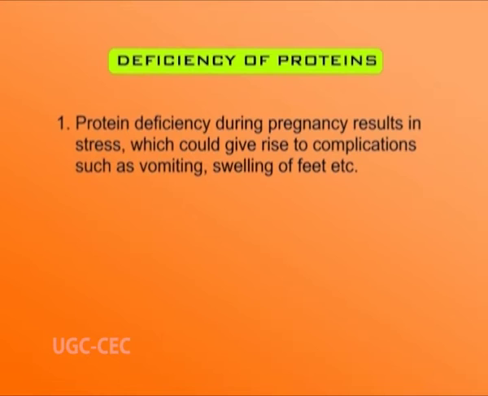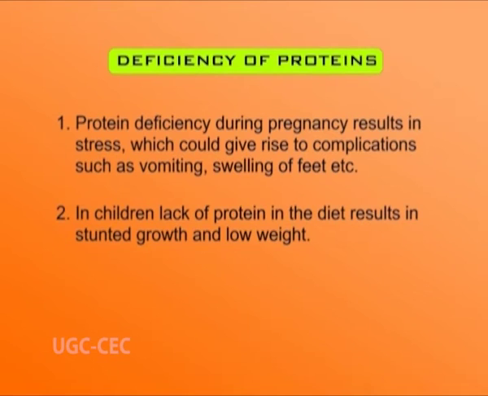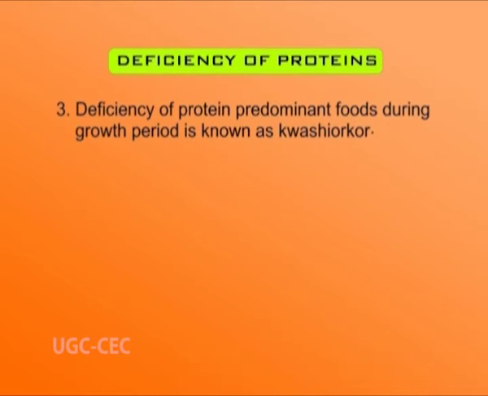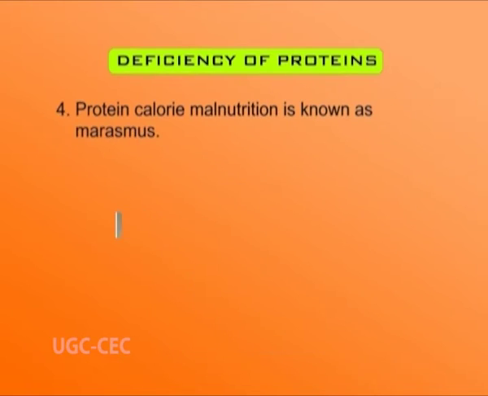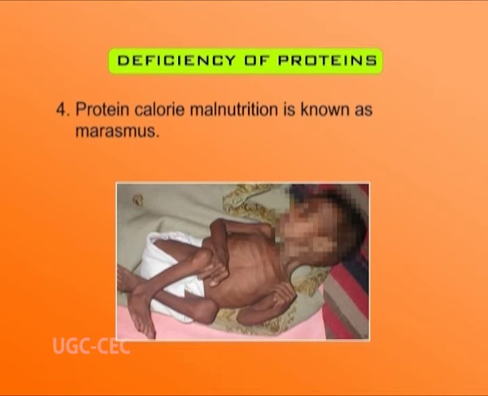The deficiency of proteins accompanied by that of energy is one of the most common nutritional deficiencies in India. Protein deficiency during pregnancy results in stress, which could give rise to complications such as vomiting, swelling of feet, etc. In children, lack of protein in the diet results in stunted growth and low weight. Deficiency of protein-predominant foods during the growth period is known as kwashiorkor, and protein calorie malnutrition is known as marasmus. Protein calorie malnutrition is one of the largest nutritional problems in India.